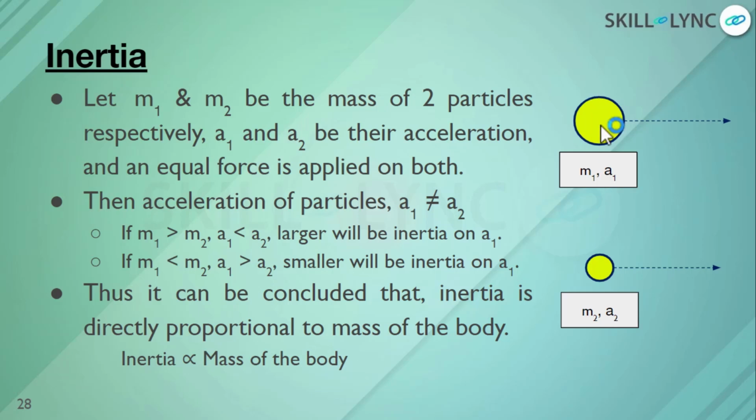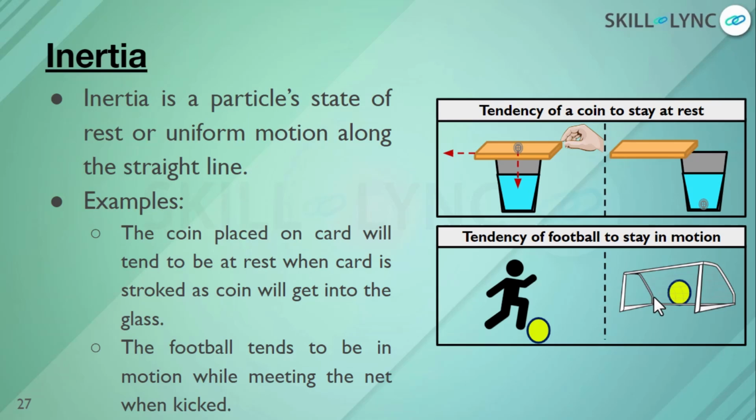We can also refer to the figures. If the mass of the body is larger, the inertia would be larger. If the mass of the body is lesser, the inertia would be lesser. We can also refer to the previous slide where the mass of the ball was greater than the net's. Therefore, the ball tends to be in motion and take the net with it. Otherwise, if the mass of the net were greater than the mass of the ball, then the net would have stopped the ball there and then, because the net would tend to be at rest, and that would have made the ball be at rest as well.